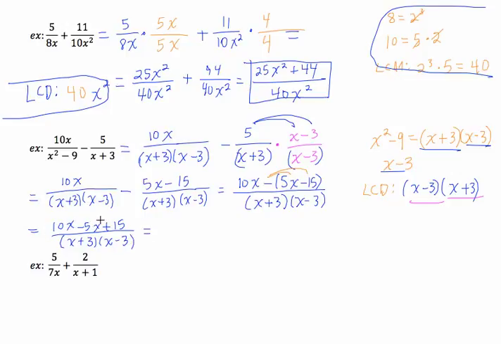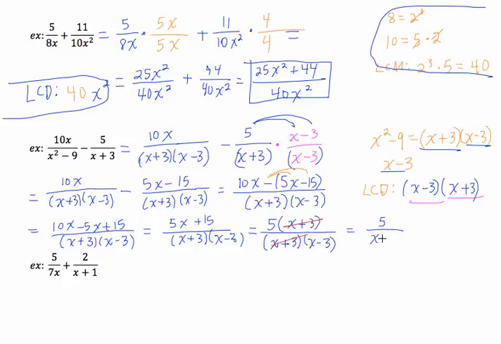Well, 10x minus 5x are like terms. Those add to 5x. We have 5x plus 15 over x plus 3 times x minus 3. And so we're still looking for things that simplify. But if you look at the numerator, we still have to factor first. It's not factored because we have a plus here. But we can factor out a 5 of both terms. So if we do that, we'd be left with x plus 3. And then these cancel, x plus 3 over x plus 3, so we get 5 over x minus 3 as our final answer. So that one took a lot of work to get there.